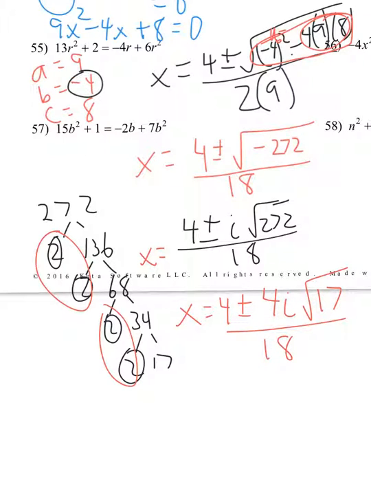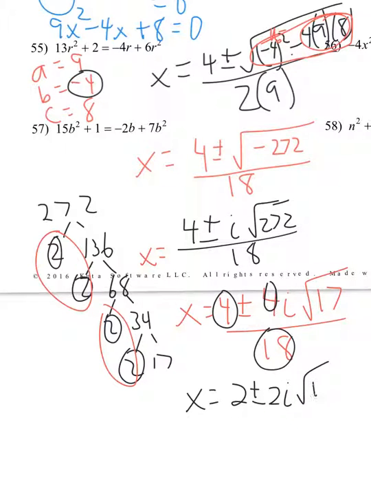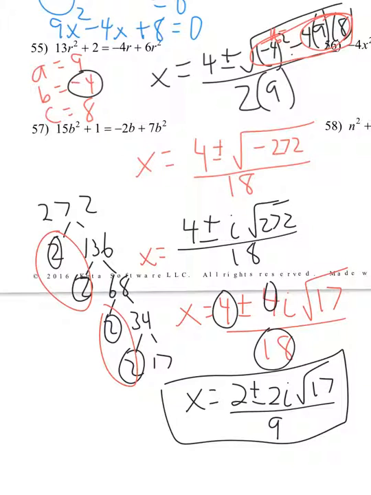Now notice this is one that I can do some reducing on. I've got a common factor on all of those. So it's x equals 2 plus or minus 2i square root 17 all over 9. I'm dividing each of those by 2. Now remember, this does mean two answers, 2 plus 2i square root 17 over 9 and 2 minus 2i square root 17 over 9. Notice these are two imaginary or complex solutions because we got an i involved.